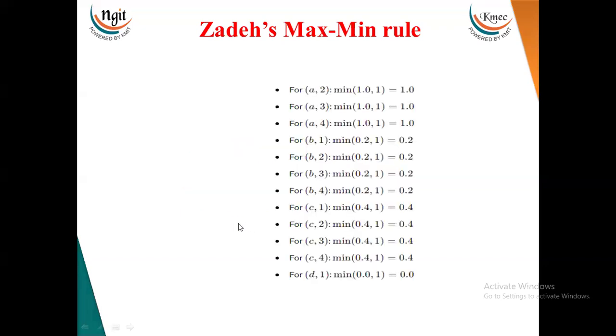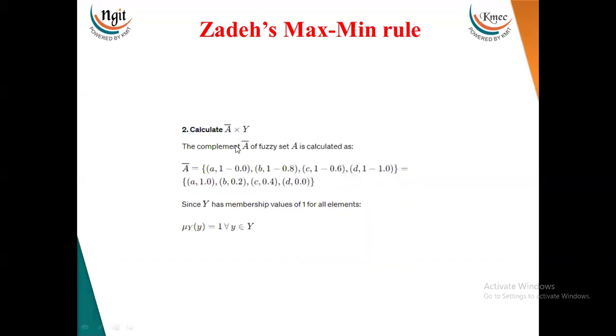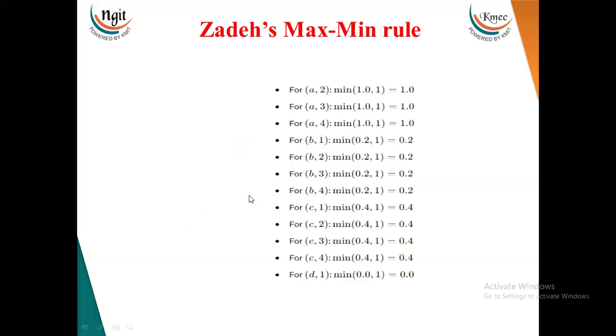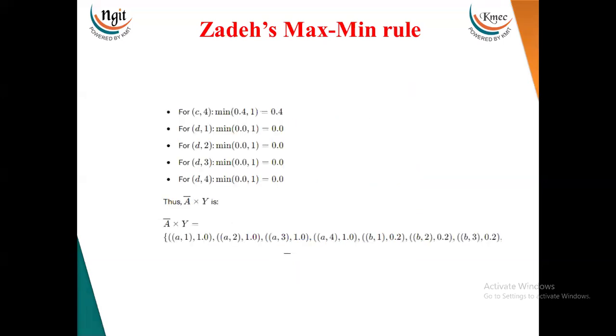Now, next we have to calculate A complement cross Y. When I calculate A complement cross Y, A complement is 1.0 comma 1. Like this, I have to calculate all the minimum values, the same way we calculated A cross B. Finally, I'll get A complement cross Y, a pair where I get the minimum values.